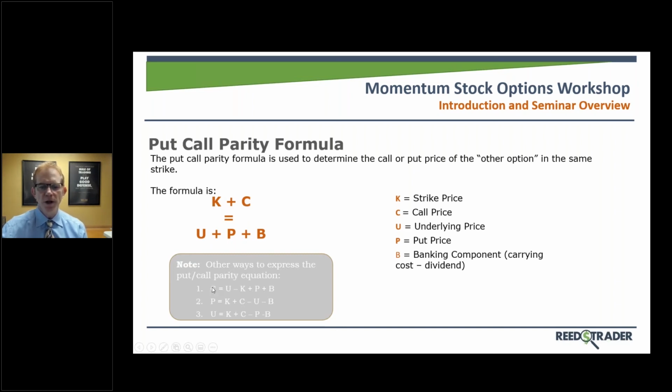There are other ways to express this. If you want to solve for the call, it's underlying minus strike plus put plus banking. If you want to solve for the put, it's strike price plus call minus underlying minus banking. And underlying equals strike price plus call minus put minus banking. So if you want to simplify, you could almost take the banking off.